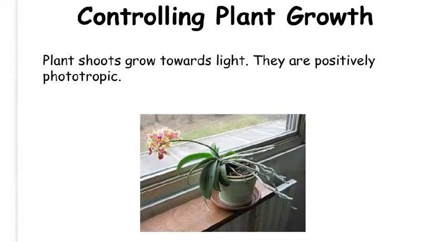So plant shoots grow towards light. This is because plants need light for photosynthesis. If a plant is only exposed to light on one side, it will bend in that direction as it grows. This response to light is called positive phototropism.